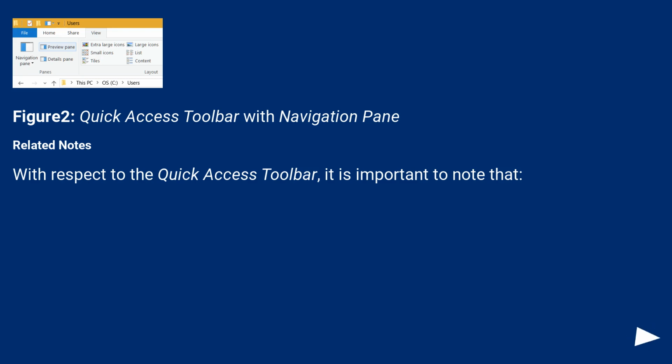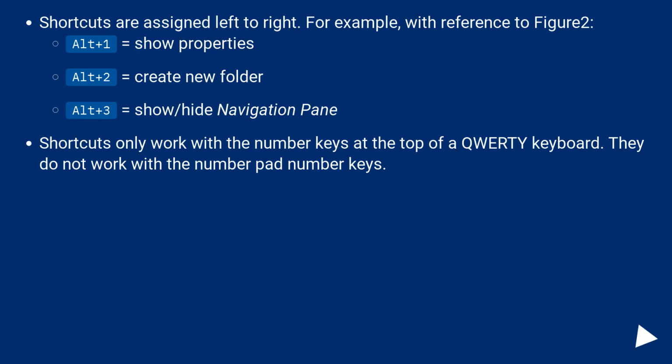Related notes. With respect to the quick access toolbar, it is important to note that shortcuts are assigned left to right. For example, with reference to Figure 2, Alt plus 1 equals Show Properties. Alt plus 2 equals Create New Folder. Alt plus 3 equals Show/hide navigation pane.